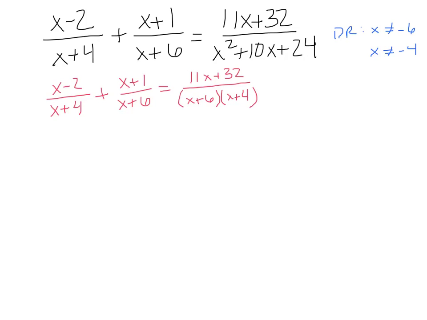We can also find our least common denominator from here. Our least common denominator needs to include x plus 4, and it needs to include x plus 6. If I have those things in my least common denominator, then I'm good. It's covered. All 3 fractions are covered. So let's multiply through by that least common denominator so we don't have these horrible fractions anymore.